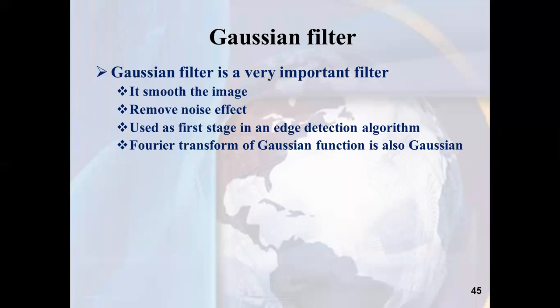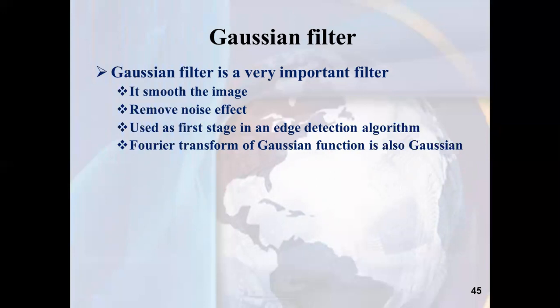Gaussian filter is a very important filter. It smooths the image, removes noise effect, and is used as the first stage in an edge detection algorithm. When we want to detect the edges in a noisy image, we have to apply Gaussian filter first, then we apply the algorithm of edge detection.